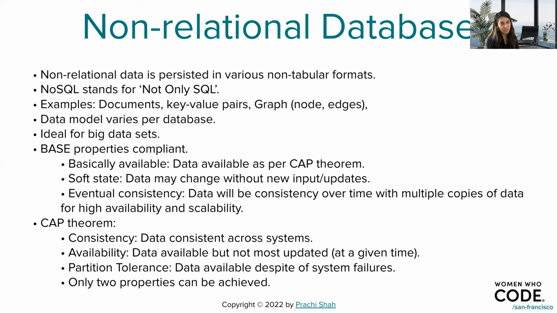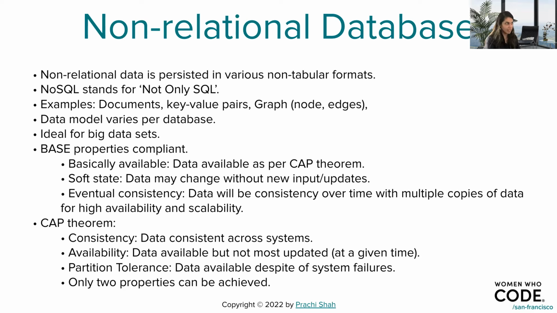We looked into how relational databases are ACID compliant. For non-relational databases, we have to look into a different standard, which is BASE properties compliance. What that means is that your data in a NoSQL database is basically available. So data is available as per the CAP theorem, which I'm going to talk about. Your data is either consistent across the system, or it's almost available, but not up to date.